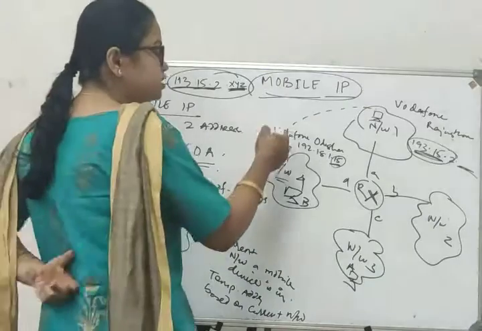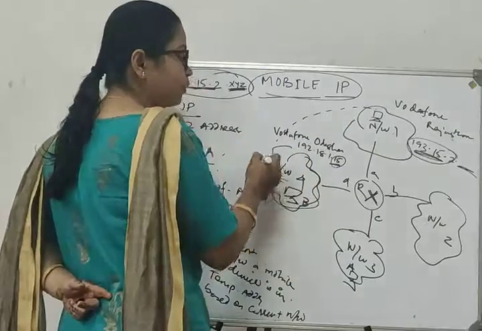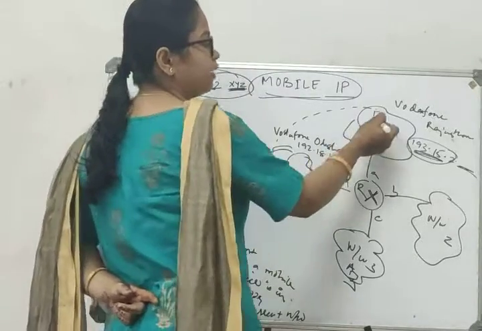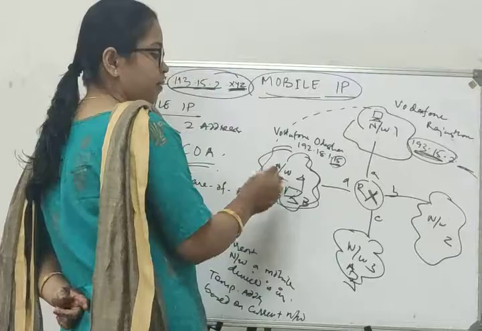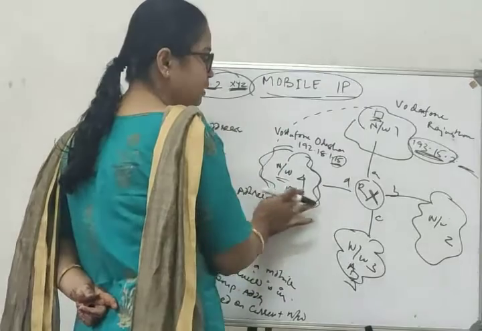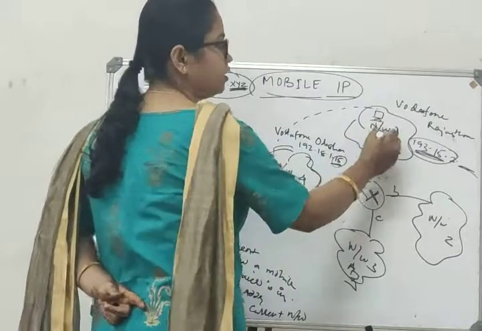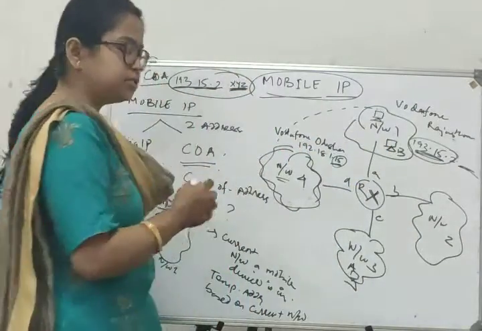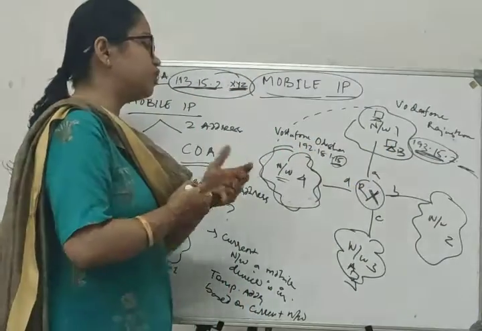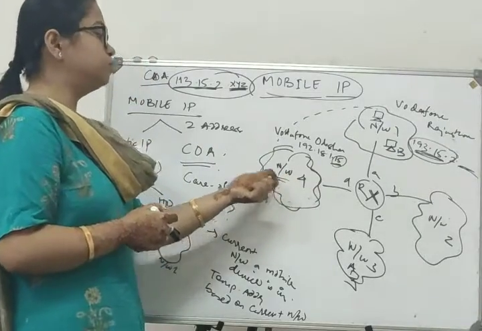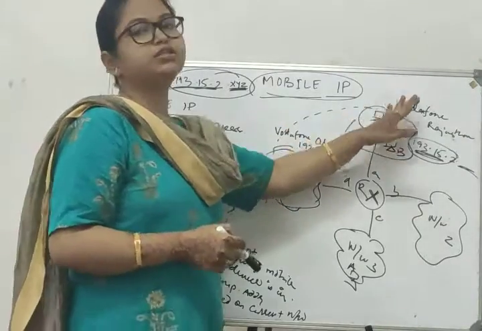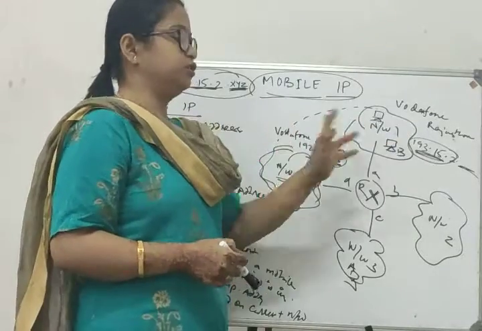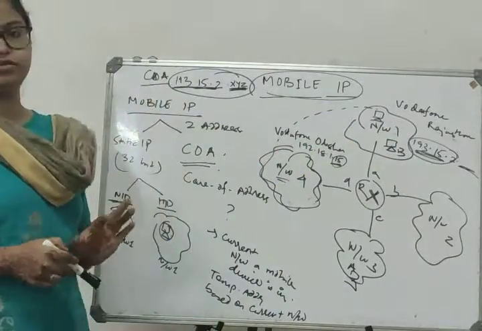Now it is the responsibility of the home network, that is the original network, to route the packet to the current location of B. Since B has moved, although it belongs here, it has moved to Vodafone Rajasthan. So it is the responsibility of network 4 to route the packet to its current network, that is the current location. Using what? Care of address.